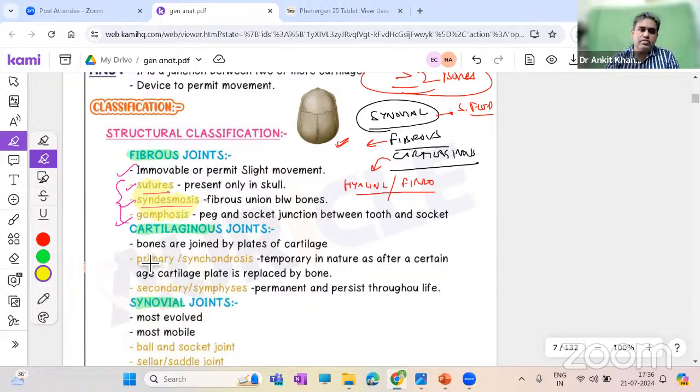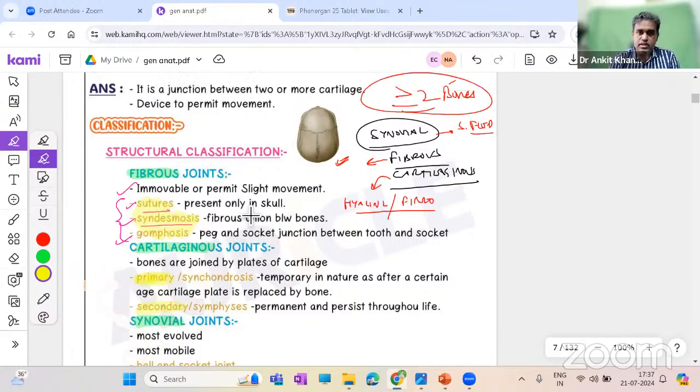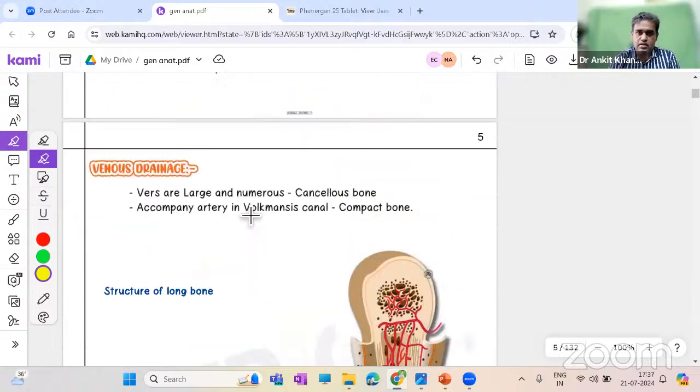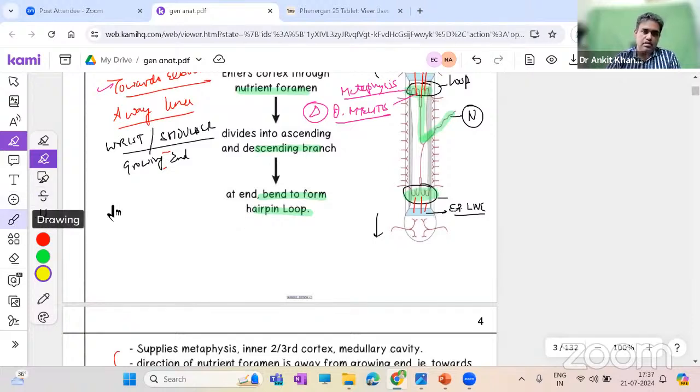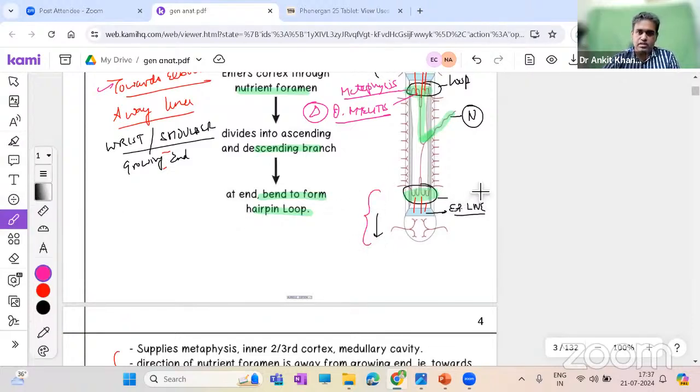Cartilaginous joint, you have two names: one is primary, one is secondary cartilaginous. Primary cartilaginous we have already seen, that is your epiphyseal plate, the epiphyseal line that we showed. Let me show you that again. Just a second. Yes, over here. Focus on this area. What you're seeing is a bone over here and a bone over here. In between, the blue color, what is it? It is a cartilage.